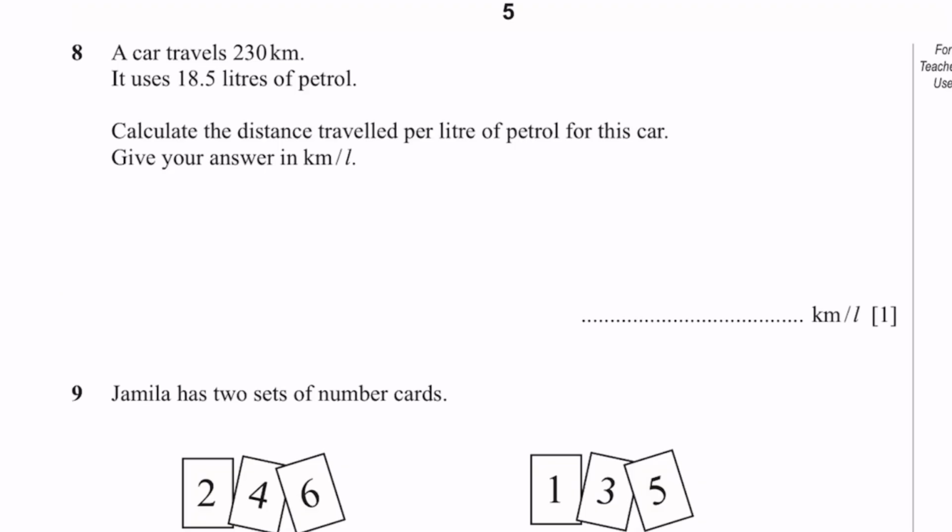Question 8. A car travels 230 kilometers. It uses 18.5 liters of petrol. Calculate the distance traveled per liter of petrol for this car. Give your answer in kilometers per liter.